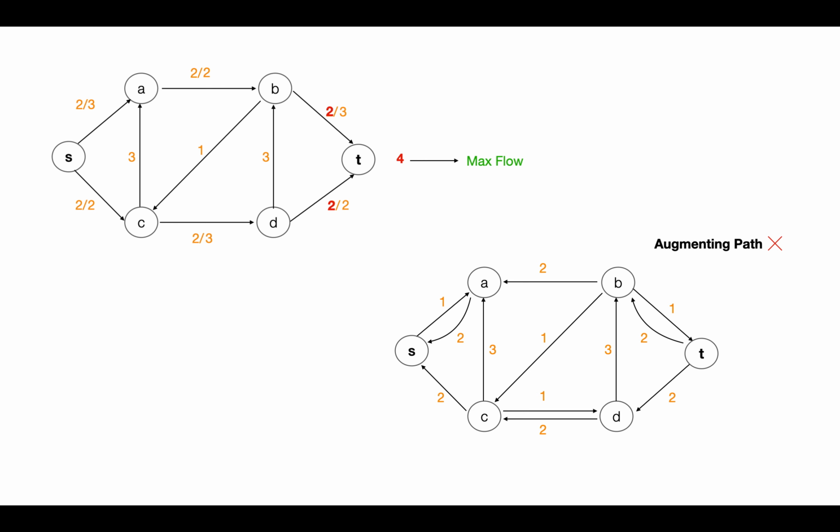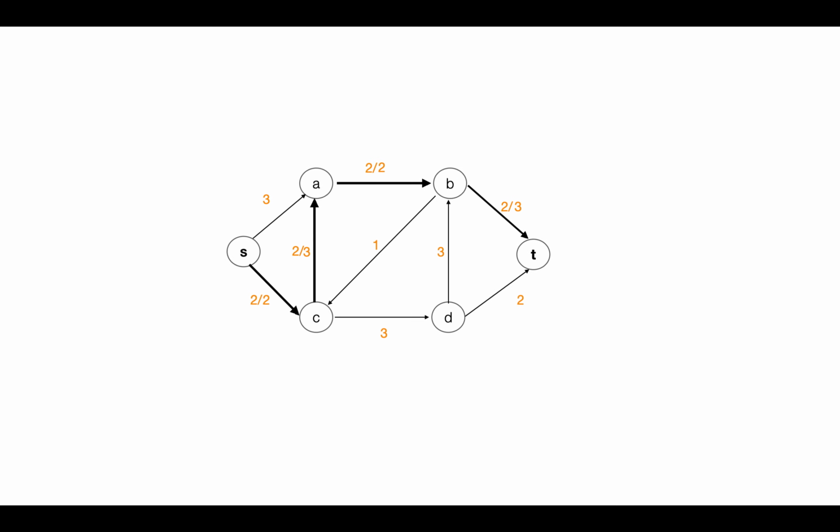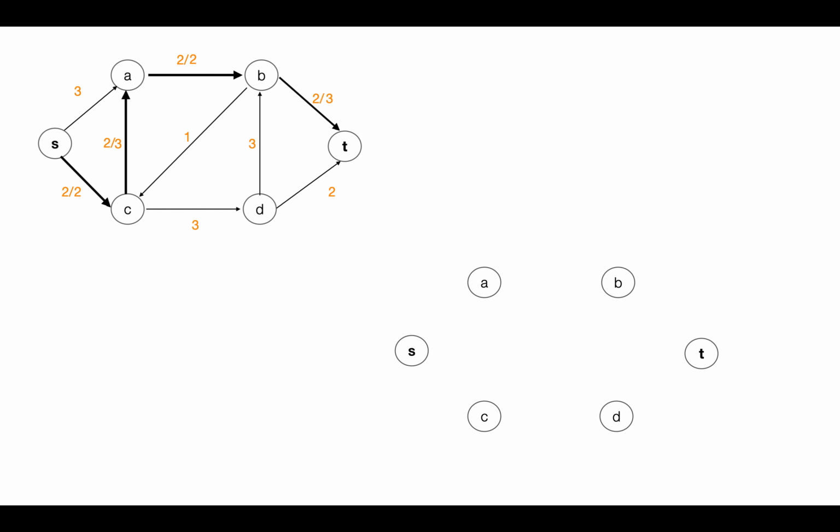Now let's compare it with the second case, where the path we selected was S to C, C to A, A to B, and B to T. So let's draw the residual graph for this case as well, just to make the concepts clear. So here let's take the vertices and start with SA. The capacity is 3 and currently there's no flow across this edge, so the residual capacity is also 3.